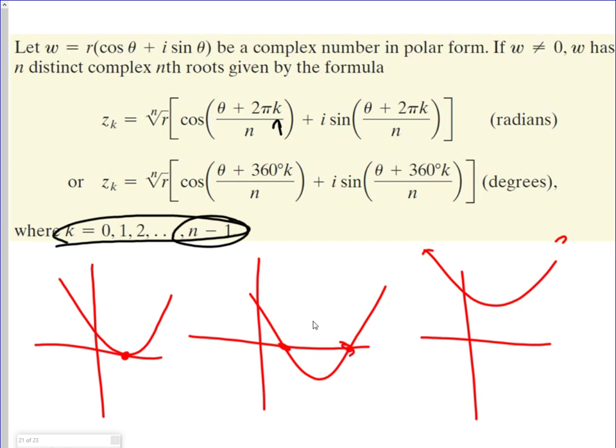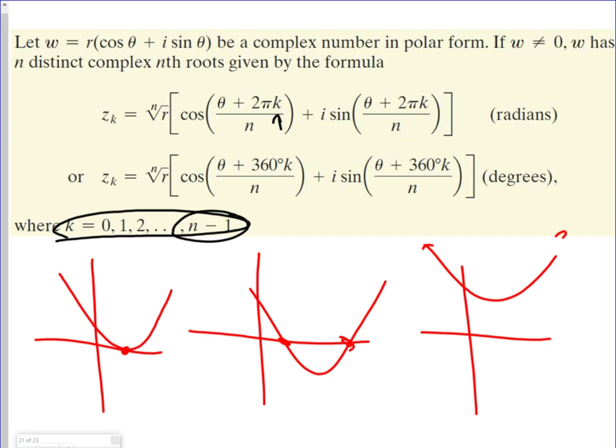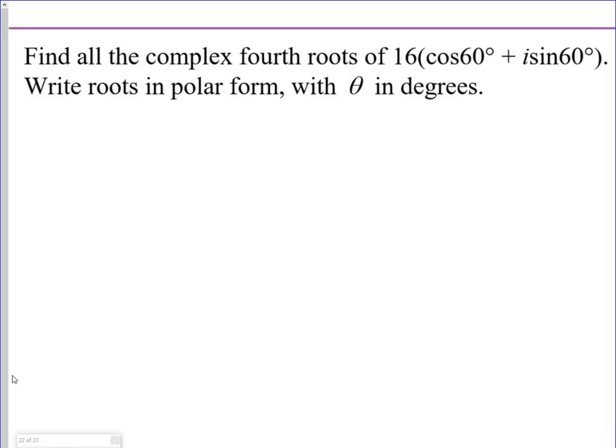Yeah. Okay, so if I could go to the next slide. So here we go. Find all the complex fourth roots of 16 cosine 60 plus i sine 60. Write the roots in polar form. Not too bad, right? Let me grab my formula here real quick. So let's start with the first one, where I've got c sub 0. I'm supposed to take the root of 16, correct? Which root of 16? 4. The fourth root. So what's the fourth root of 16? 2. So this becomes a 2.